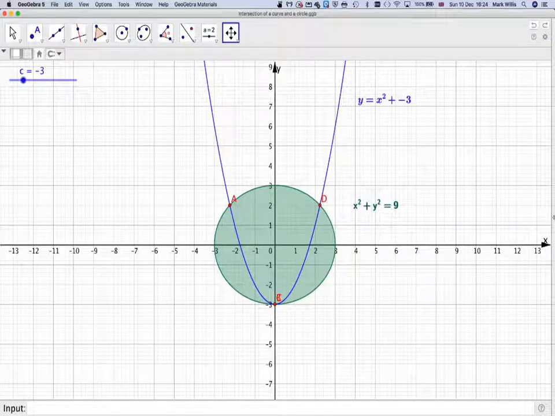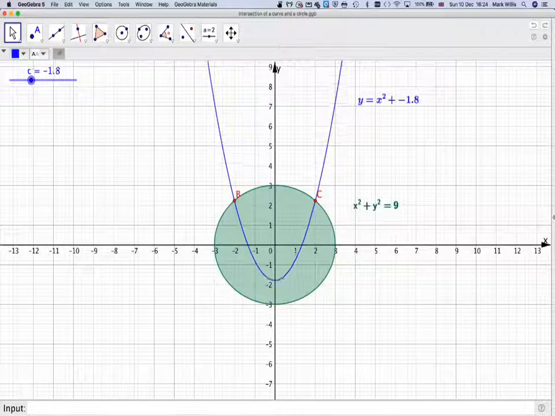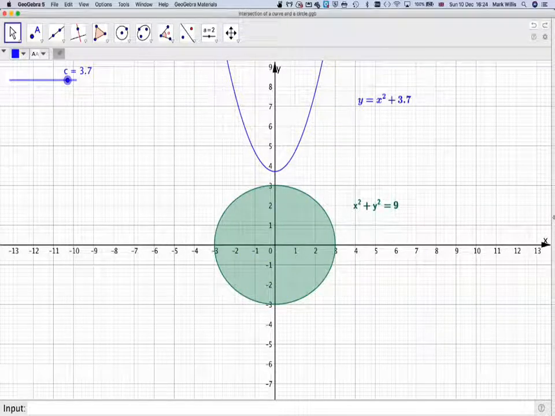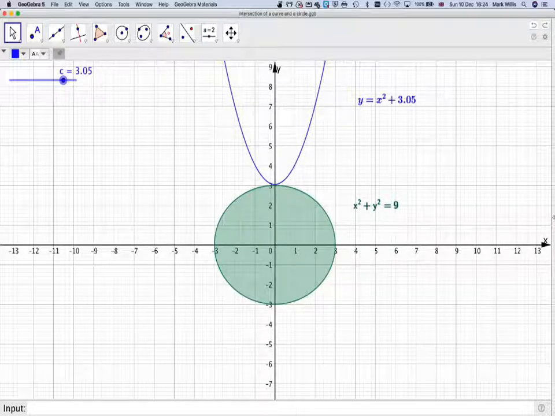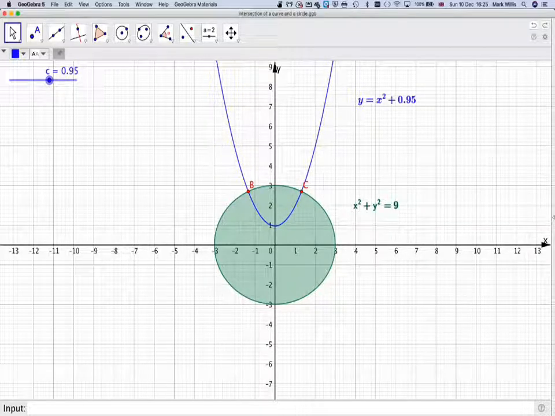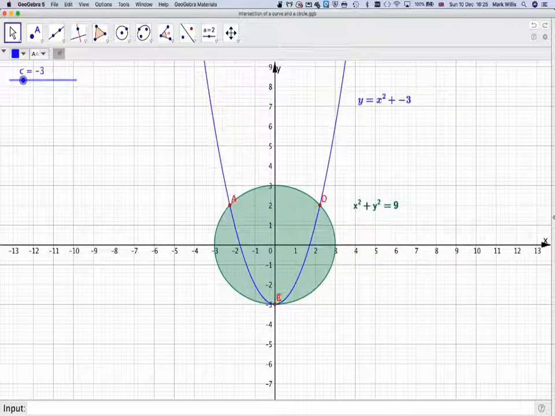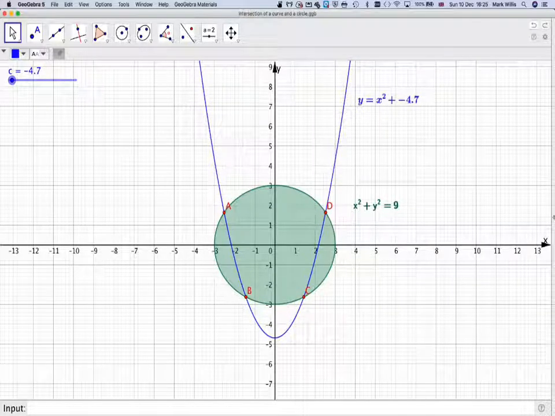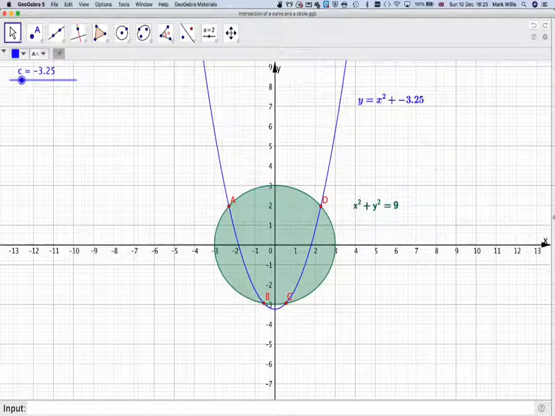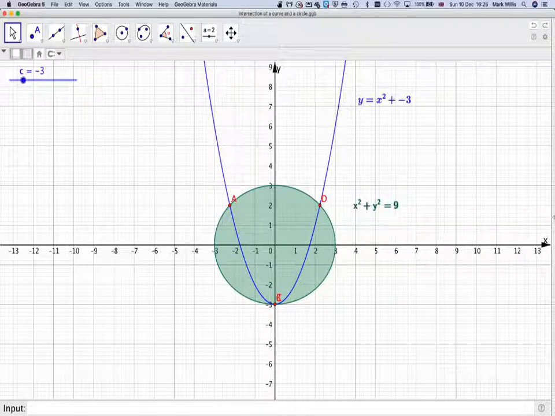Now if we look at this, here we have the circle, and if we move the curve, we can see the curve will either not intersect at all, or it could intersect at one point, or at 2 points, B and C, or at a third point, or at 4 points here. But we've got the particular curve y equals x squared minus 3, so it's going to intersect at 3 points, and that's what the algebra should show us.